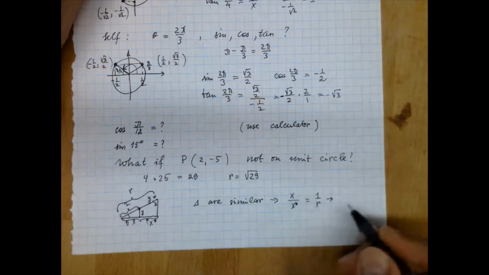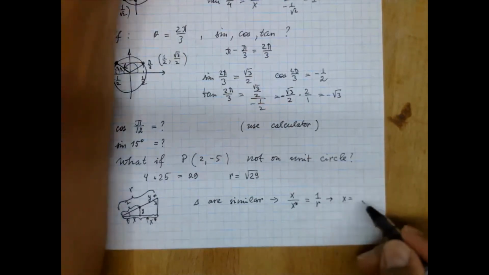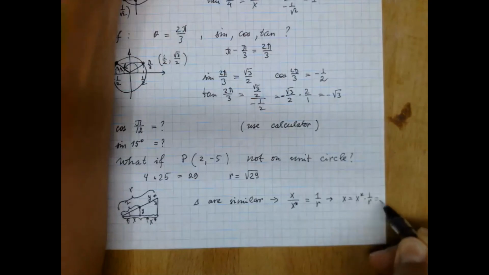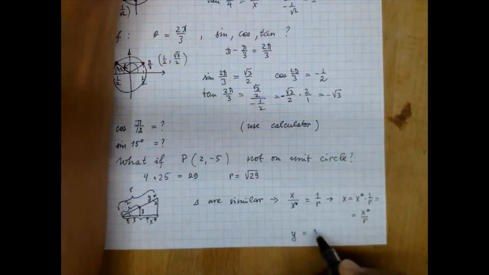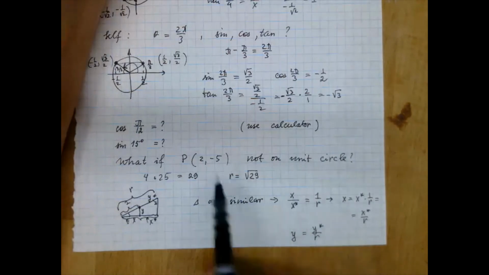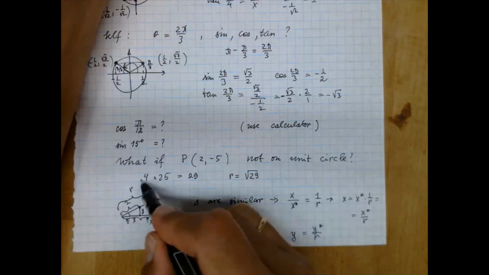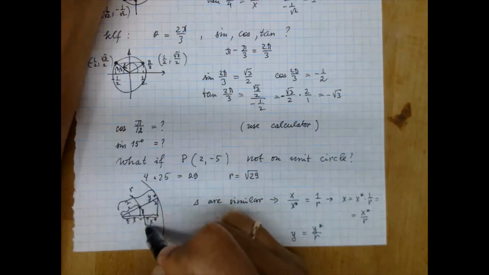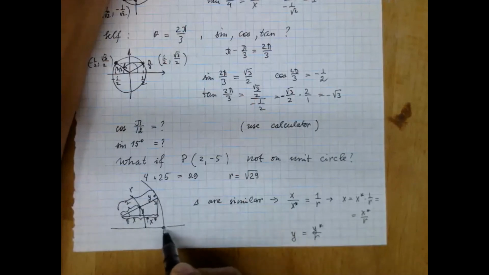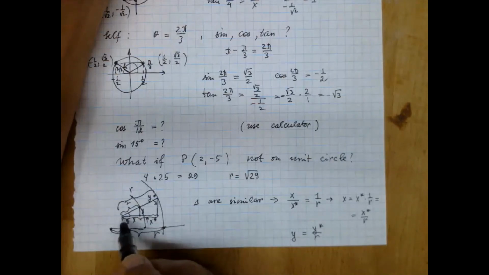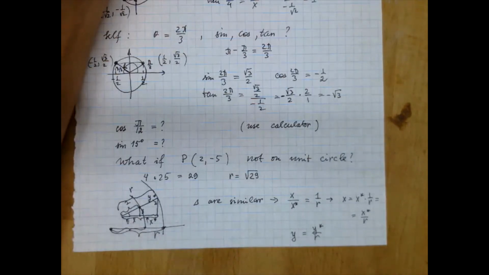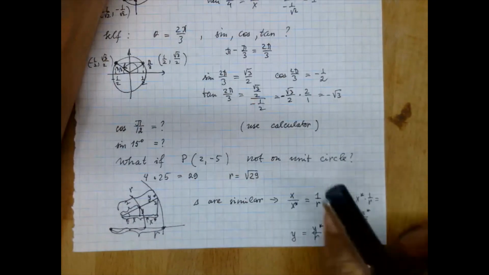From where I can easily find x. Well, my x actually is x with a star times 1 over r, which is x with a star over r. Same for y. y equals y with a star over r. Now, even if the point does not sit on the unit circle, you can find the corresponding coordinates on the unit circle. So imagine this is not the unit circle, and this is the unit circle. This is the circle of radius r. This is the circle of radius 1. So it's supposed to be sitting here, but now we can calculate all the functions.